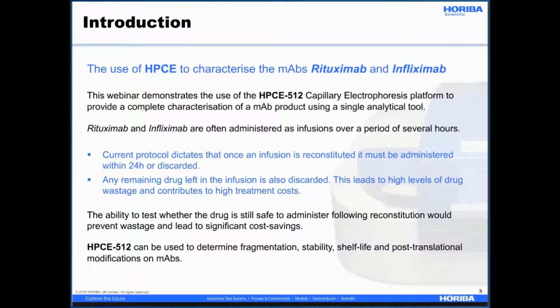Current protocol dictates that once an infusion is reconstituted, it must be administered within 24 hours. Any drug left in the infusion is discarded. This leads to high levels of drug wastage and contributes to the high treatment costs. In this presentation, we show that the HPCE 512 can be used to determine fragmentation, stability, shelf life, and post-translational modifications on these monoclonal antibodies. This data can be used to determine whether a drug is safe to administer following reconstitution, which could prevent wastage and lead to significant cost savings.